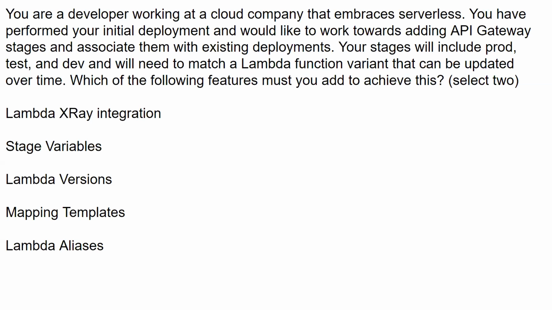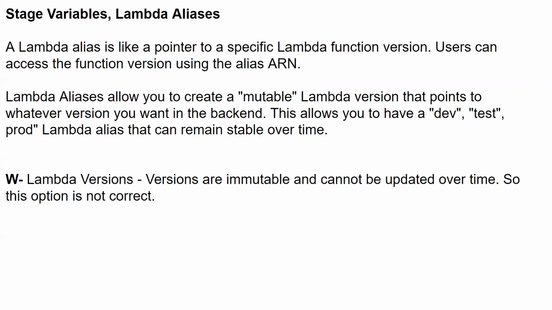Lambda X-Ray integration, stage variables, Lambda versions, mapping templates, Lambda aliases. Stage variables and Lambda aliases. An alias is like a pointer to a specific function version. Wrong on Lambda versions: versions are immutable and cannot be updated over time. So this option is wrong.